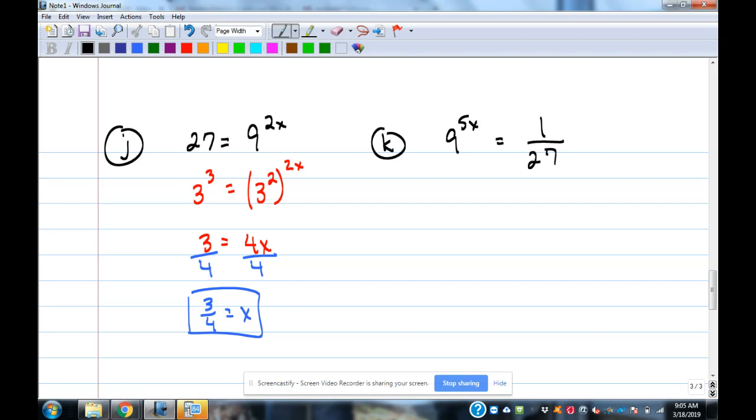9 to the 5x equals 1 over 27. So that's very similar to example J, but not quite. On the left side, I know that can be 3 squared, right? How can I rewrite 1 over 27? Good job. 27 is 3 to the negative 3. Those negative exponents: anytime that number's in the denominator, that's where your negative exponent is going to come from. So that's going to be 3 to the 10x, 3 to the negative 3. So 10x is negative 3, so x is negative 3/10.